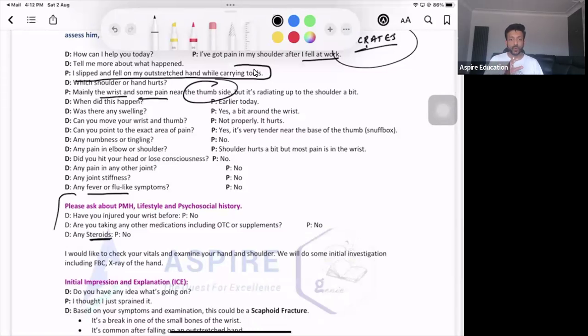Now somebody asked me, so when am I going to do the investigation? Once you're done with the history, you mention the examination and you mention the initial investigation.